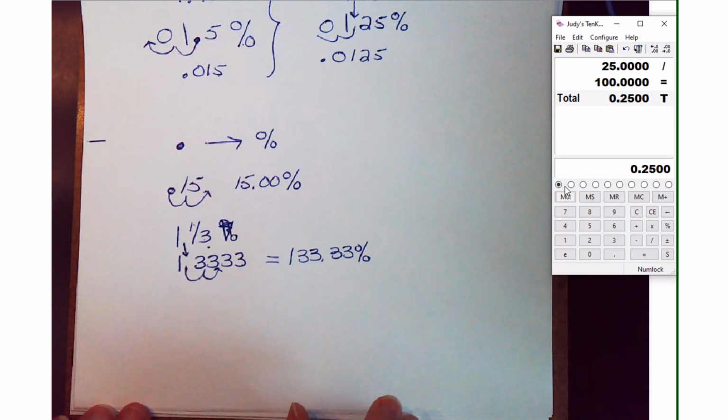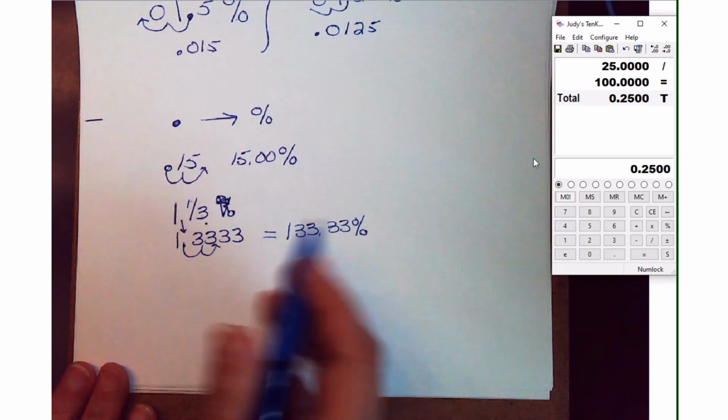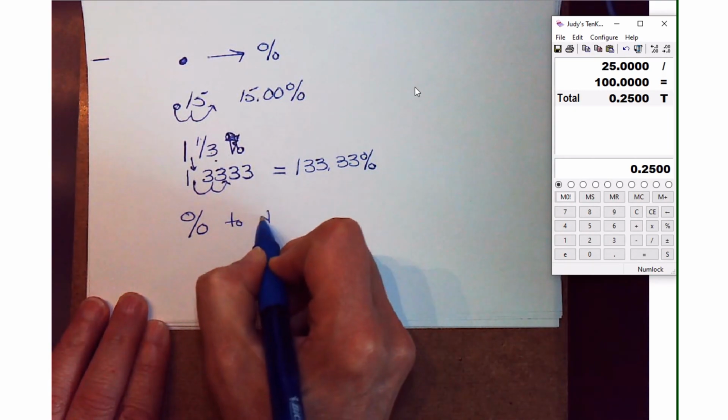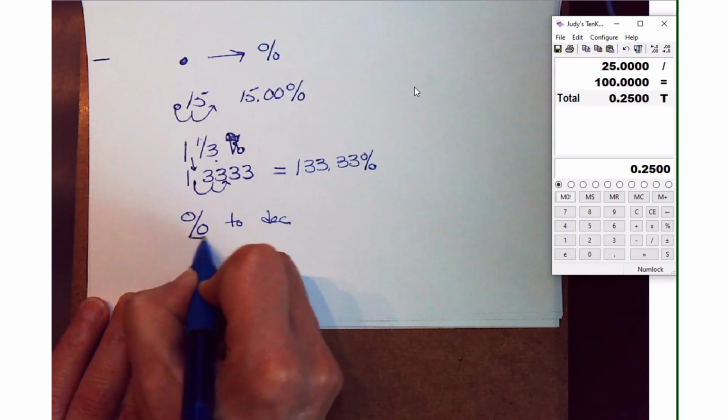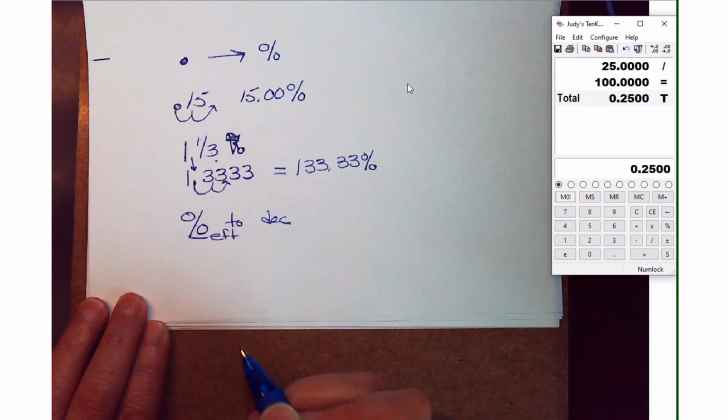So on page 91, numbers 1 through 12, you're changing decimals into percents, and on 13 through 24, you're changing percents to decimals. So remember, when you change a percent to a decimal, you're going to move the decimal 2 places to the left and get rid of the percent sign.